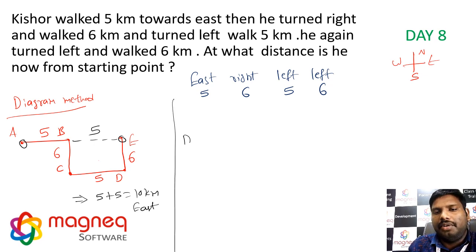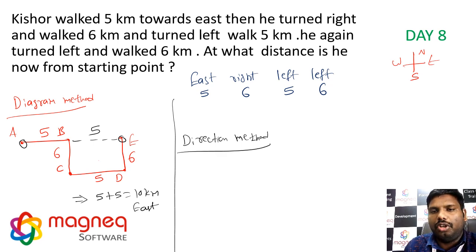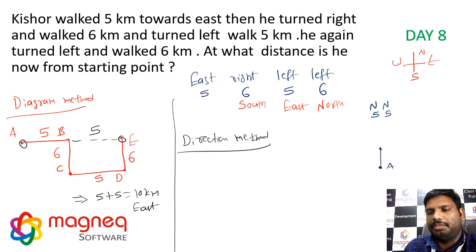Next one by using direction method. So east 5 kilometers, from east to right south direction, from south to left east, from east to left north. Before that, a small example: north 5 kilometers and north 5 kilometers. Starting point A, north means upside, A to B 5 kilometers, from B to C 5 kilometers. Total distance 5 plus 5, 10 kilometers and north.